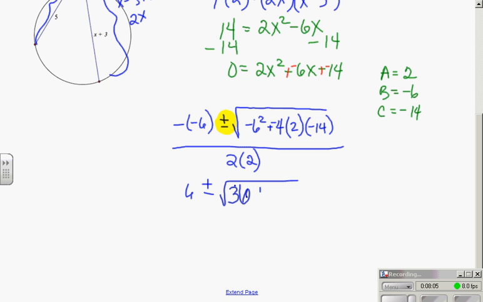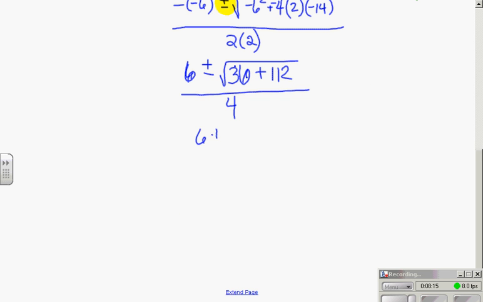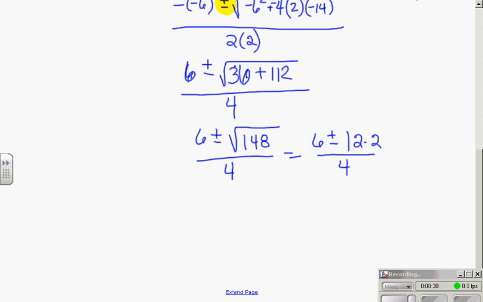if you want to change that to add a negative, times 14 is plus 36 plus 112 all over 4. So I have 6 plus or minus the square root of 148 all over 4. The square root of 148, 6 plus or minus, go ahead and use a decimal at this point, 12.2 over 4. Now this is 2 separate problems that I have to consider.